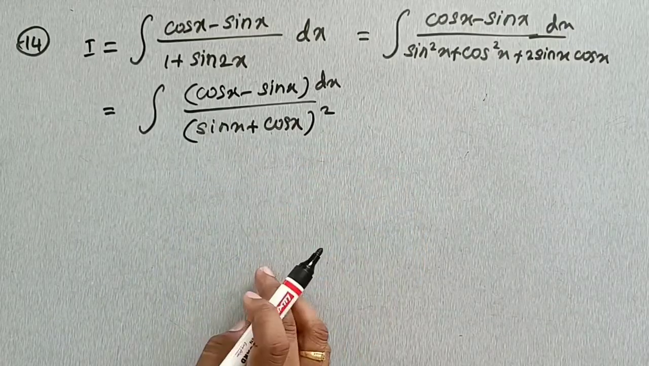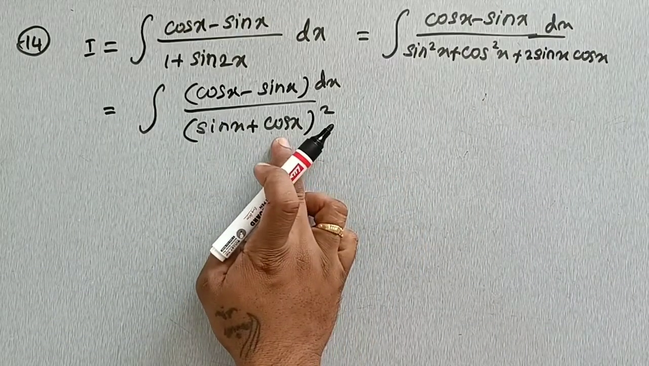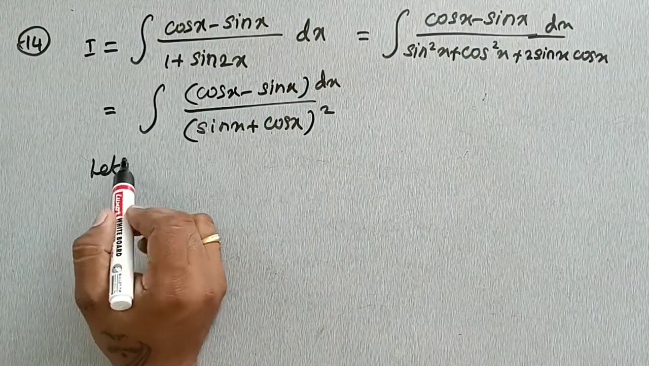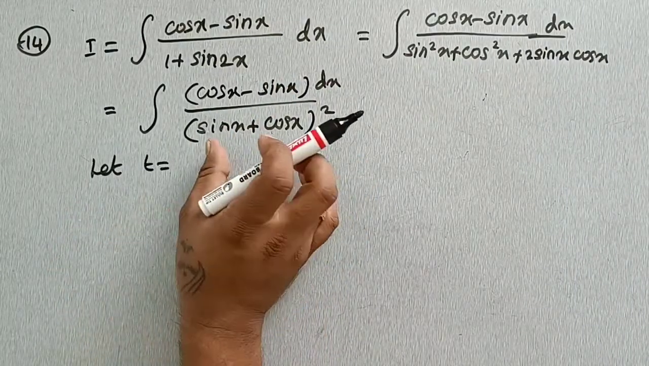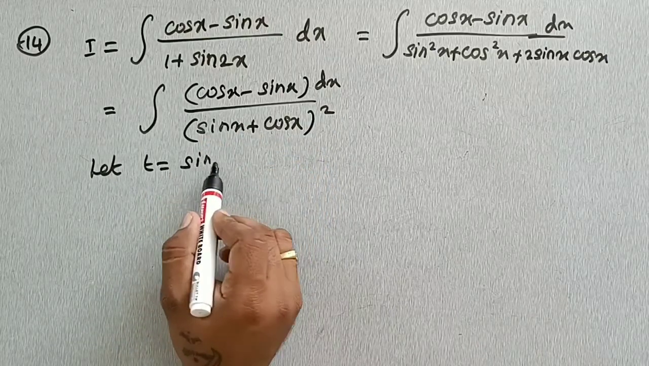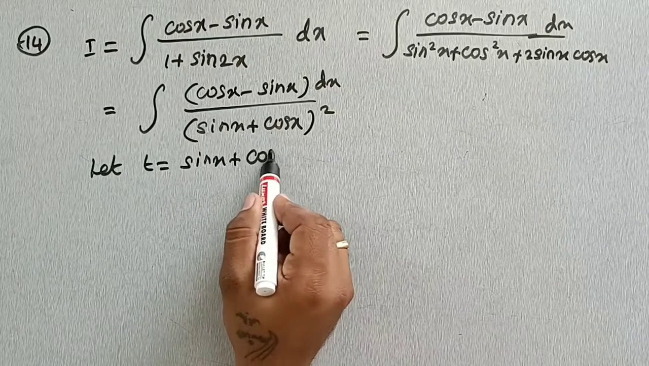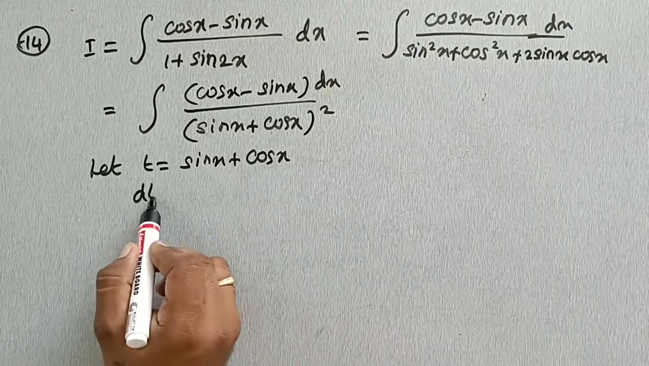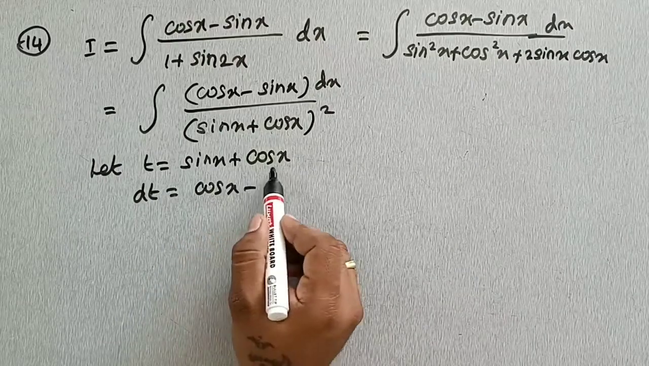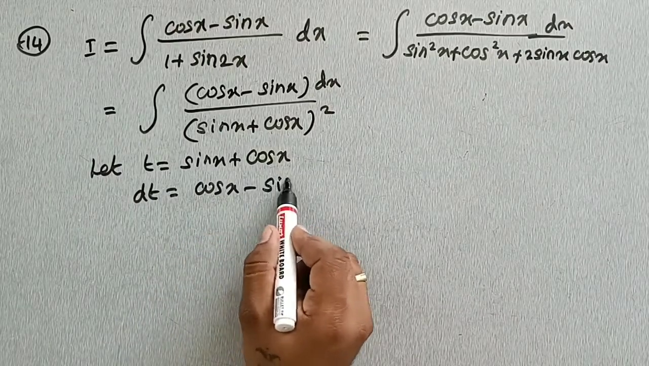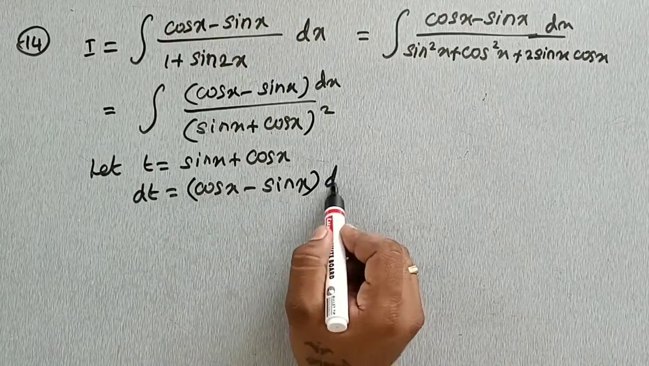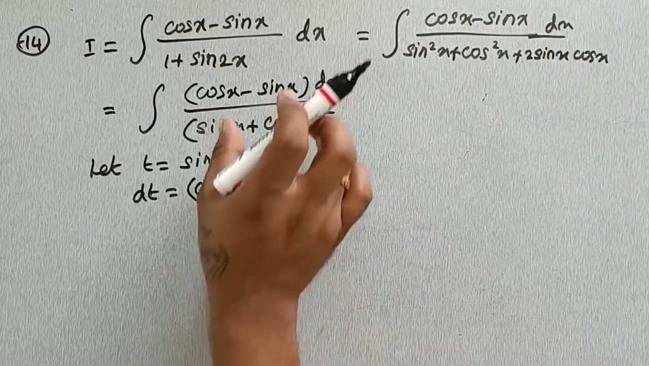Now we check that differentiating the denominator we can get the numerator easily, so the denominator can be taken as t. So denominator means only what is inside the power. So t equals sin x plus cos x. What is the value of dt? dt equals differentiation of sin x equals cos x, minus differentiation of cos x, it is minus sin x into dx will come. Now we replace this in the integral.